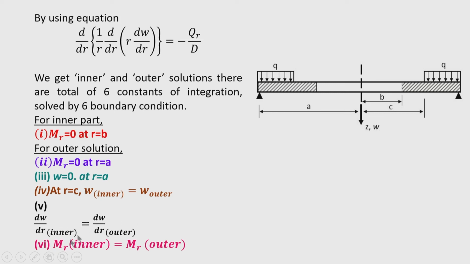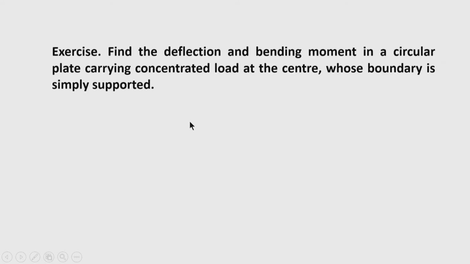The last boundary condition is that the radial bending moment M_r at this common point from the inner part should be equal to the radial bending moment at this point from the outer solution. So, in this way we get the 6 boundary conditions, and applying them, the 6 constants of integration can be evaluated.